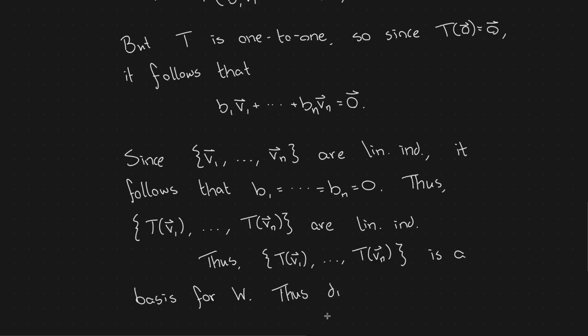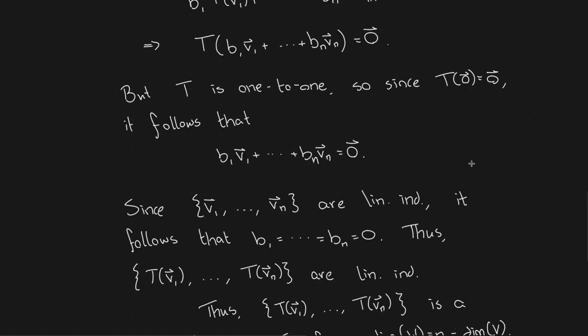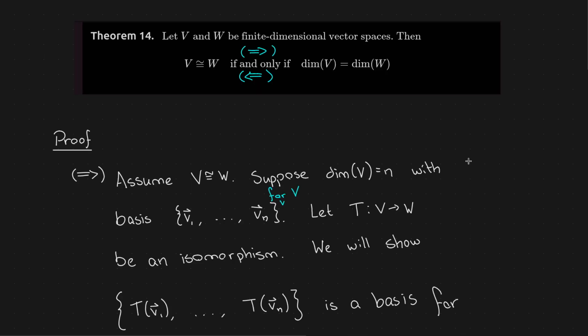Let me use a different word, I used thus up here already. Therefore, the dimension of vector space W is equal to n, which is exactly what we assumed at the beginning the dimension of V was equal to. All right. Okay, so that's one down. I know it's a lot. We've proved this direction. We've shown that if V is isomorphic to vector space W, then the dimension of V and the dimension of W must be equal as long as they're finite dimensional vector spaces.